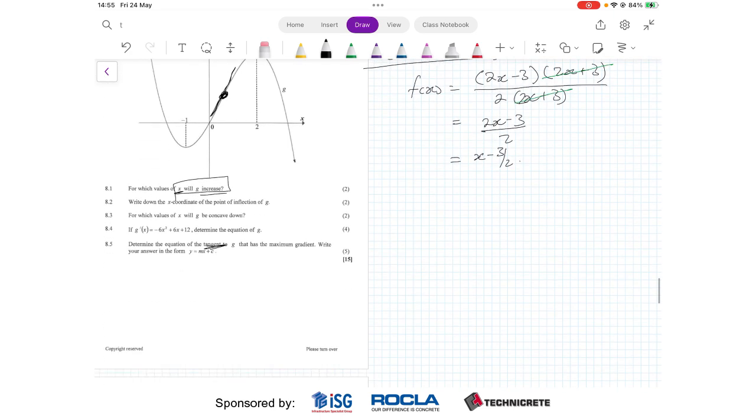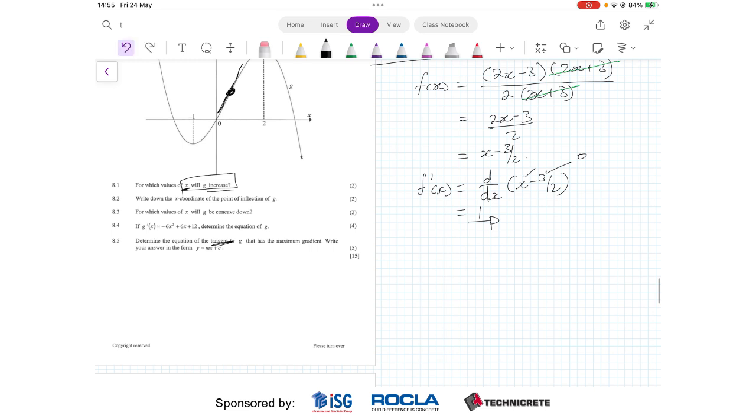So from here, the first derivative would then be d by dx of x minus 3 over 2, and that is just equal to 1, okay, because the derivative of a constant number is 0 and the derivative of x is just 1.